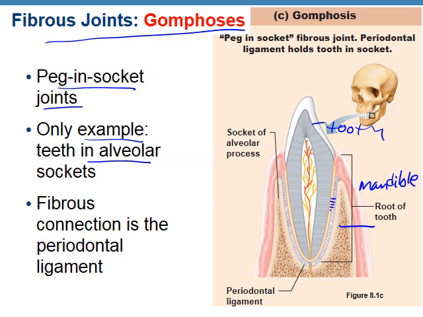And you can see these tiny little fibrous connective tissue, sometimes called the periodontal ligament, and it's holding the tooth into the alveolar process of the mandible. What I like about this one is you can think gomphosis and your gums, right?